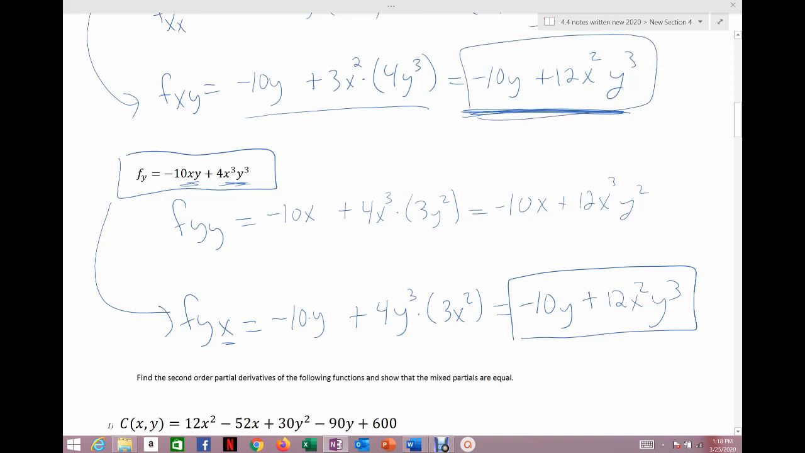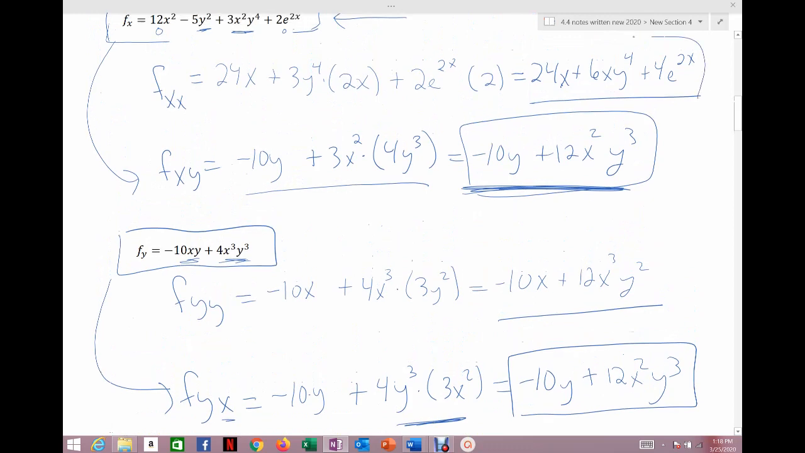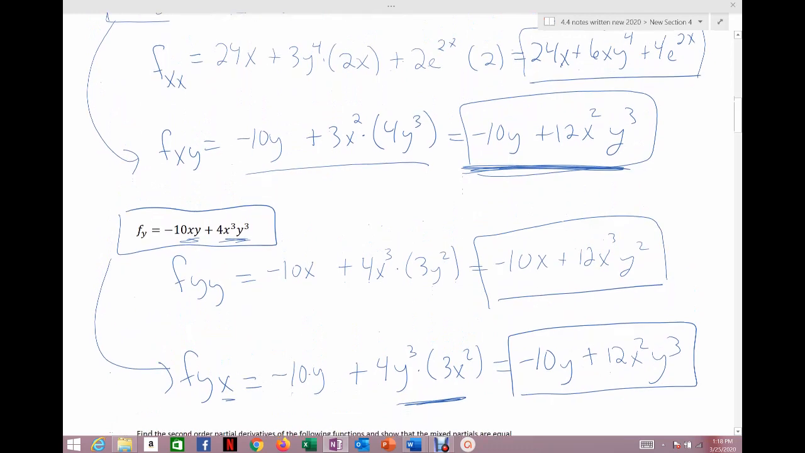And again, for our mixed derivatives, that'll always happen. We'll get there a different way, but that will always happen. All right, so there are my 4 second order derivatives. There's all 4 of them: the second derivative with respect to x, the mixed derivatives, and the second derivative with respect to y.